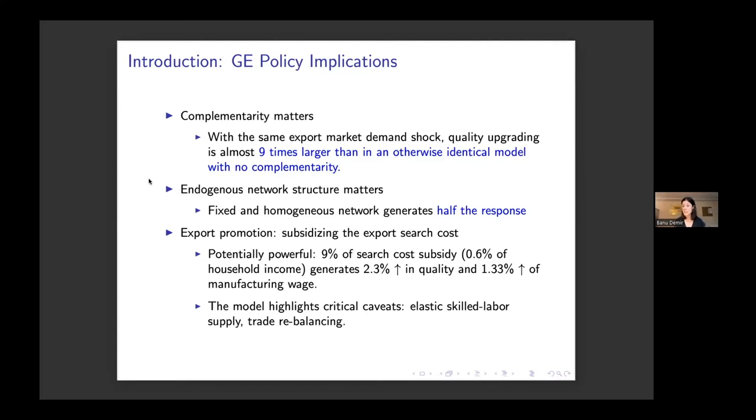We are assuming that there's a constant supply of skilled workers into the manufacturing sector, which may not be so realistic. We are also assuming that trade can be imbalanced, so we are not allowing the exchange rate to adjust. If we drop these two assumptions, we find that the propagation would be much weaker. This highlights the importance of education and training policies together with trade policy, as well as being able to sustain some trade imbalances so that the currency will not appreciate too much. These are very consistent with what we have observed in the East Asian export-led growth experiences.